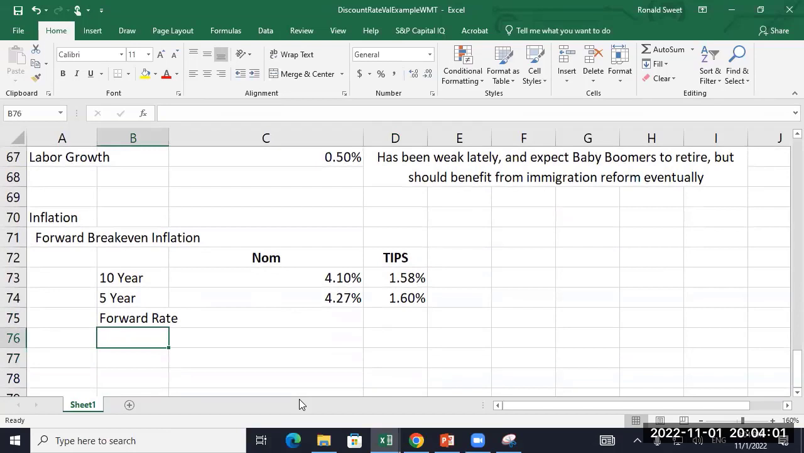So the forward rate, what you do is 1 plus the 10 raised to the 10 divided by 1 plus the 5 raised to the 5. All of that raised to the 1 divided by 5 minus 1. Have y'all done this before? Maybe in one of my other classes. So it's good to know.